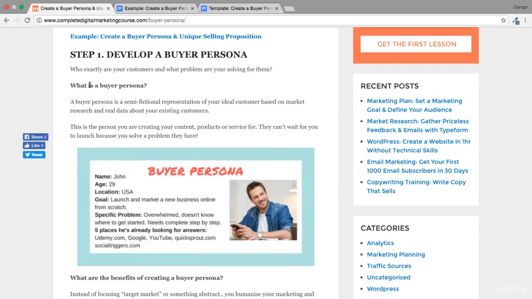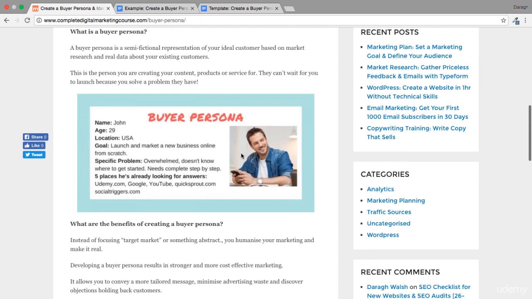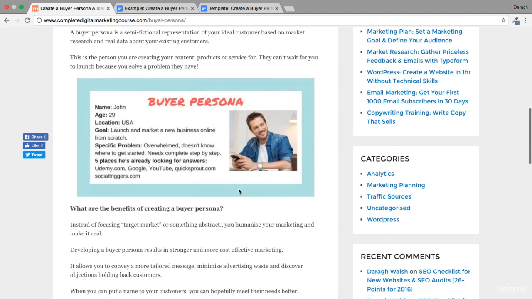So in terms of what is a buyer persona, well, it's a semi-fictional representation of your ideal customer. Down here you can see the buyer persona that I created for this course. There's a picture, there's a name, etc. Now this is totally fictional. The student doesn't exist. There is no student like this in the course. But the key benefit for me to create this, even before I recorded a single lecture, was to really humanize my product and my marketing and really make it real for me by picturing an actual person. That made it much more effective.